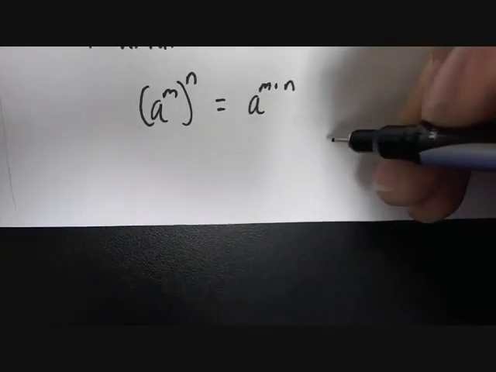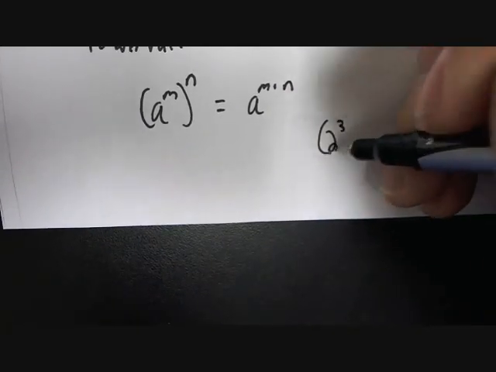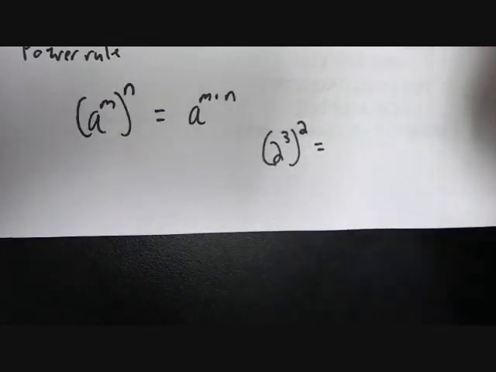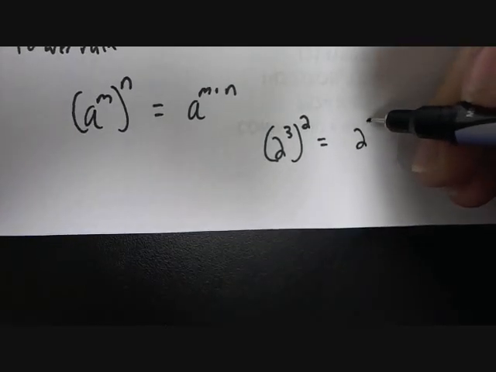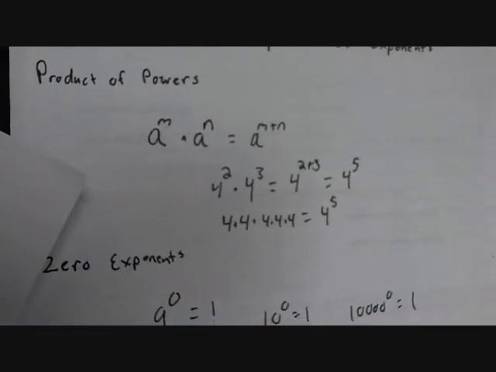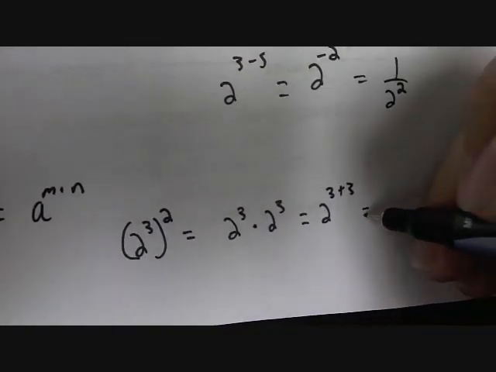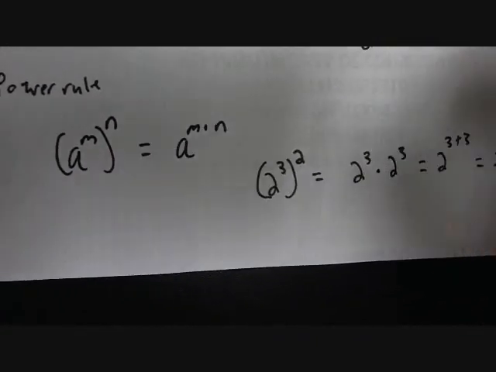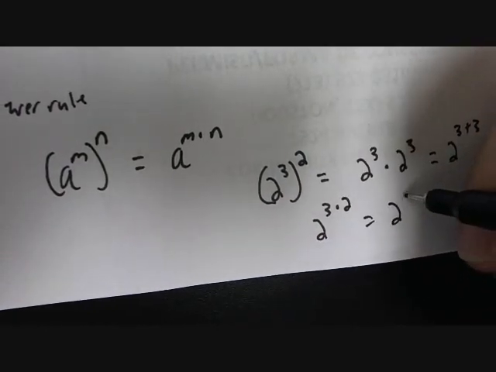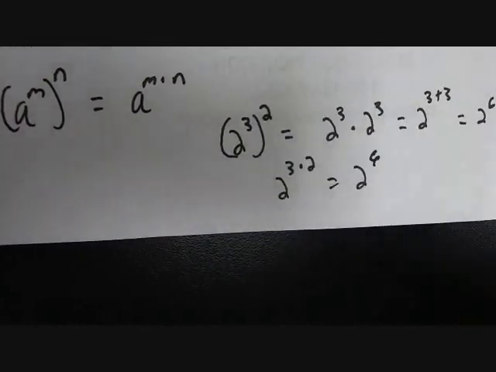So example, 2 cubed, all that squared. What does the squared mean again? It means 2 cubed times 2 cubed, which from our product of powers means we add them. So it'll be the same thing as 2 to the 3 plus 3, which is equal to 2 to the 6. If we had used the shortcut right away, 3 times 2 is 6, which is 2 raised to the 6th power. Easy.